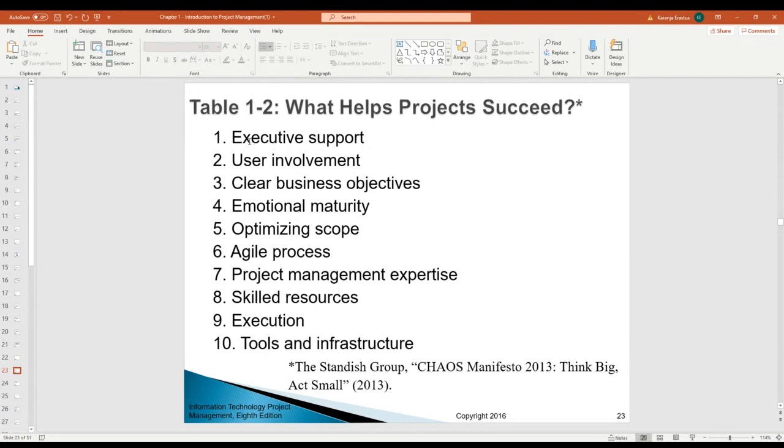In the organization, there is something that's called political capital. So you need to know who has power in the organization. And most of the time, if a project has the support of the top executive, there are very high chances of that project succeeding.